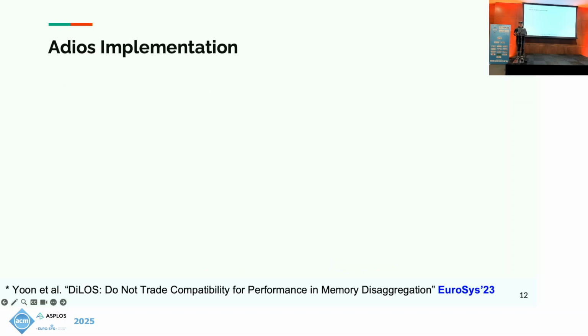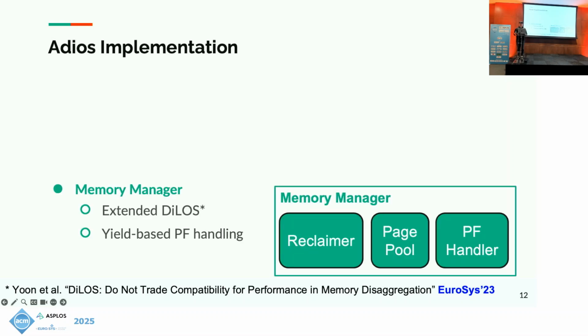With these abstractions and features, we implement Adios, an efficient yield-based page fault handling system with user-level scheduling. Our memory manager is an extension of our EuroSys 2023 work, DiLOS. DiLOS is built on top of a unikernel OS. It has a page fault handling latency of only 3 microseconds. For Adios, we modify each page fault handler to support yield-based page fault handling.